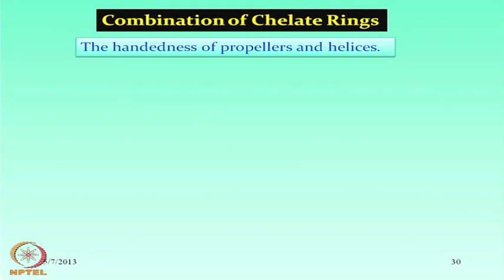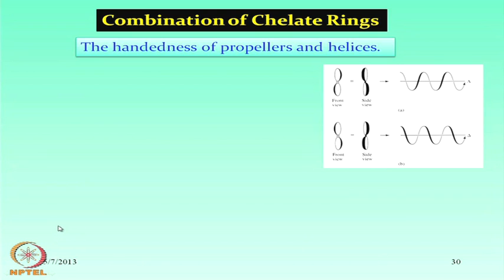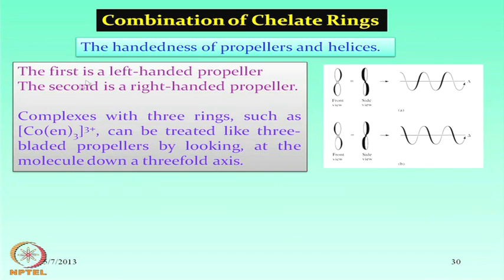So, if we have the combination of these chelate rings, what we see is the handedness of propellers and helices. If we have the front view like this, the propeller view, and the side view of this, then when the bolt face is on side 1, this particular form is moving from one direction to the other, that means it is in the lambda form, the left-hand direction. And when it is in the other form, that means the right-hand direction, we get the corresponding delta version.